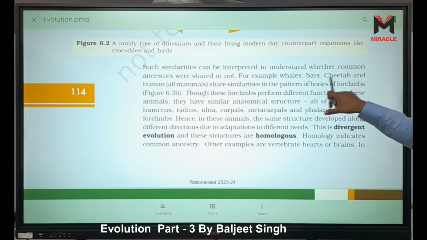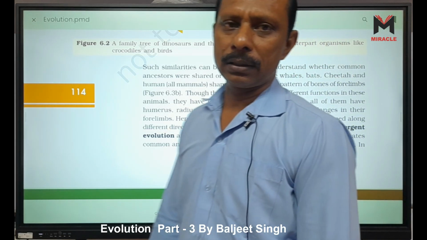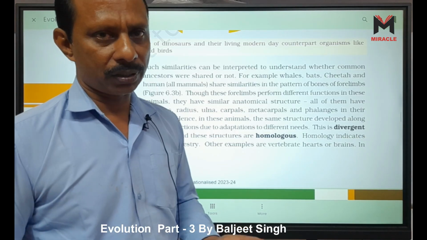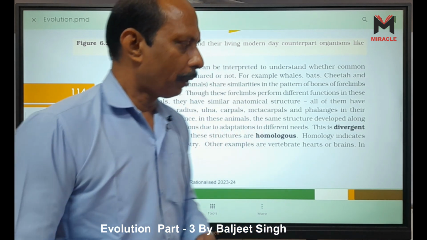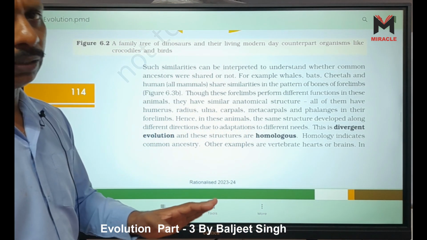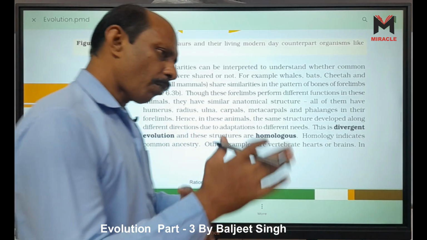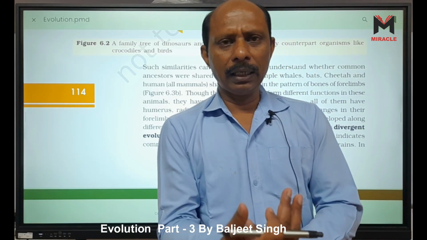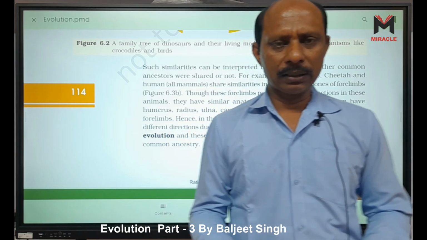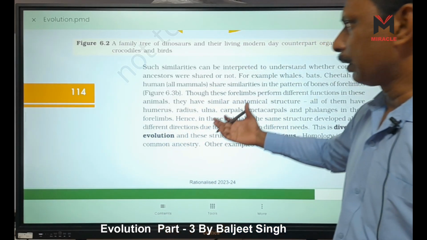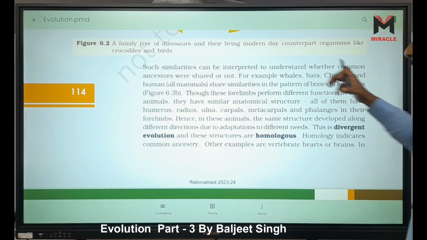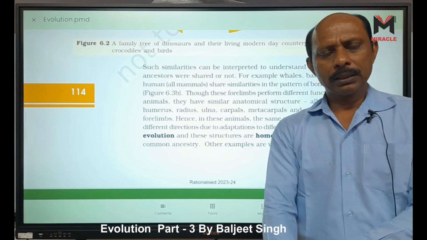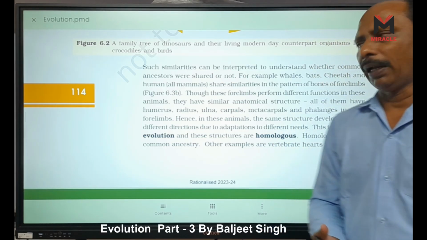For example, whale, bat, cheetah, and humans, they are all mammals, and we are tetrapods. Tetrapod means we have 4 limbs, right? But their limbs, on the basis of their function, are different. Anatomically the same. Anatomically means what? Our hand has the humerus, after humerus radius and ulna, then carpals, then metacarpals, then phalanges. Right? Here also it is present. In all of these, whale, bat, cheetah, and humans, they have the same sequence of bones: humerus, radius, ulna, carpal, metacarpal, and phalanges. That is human.